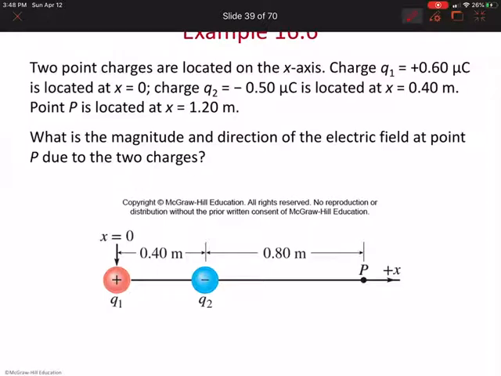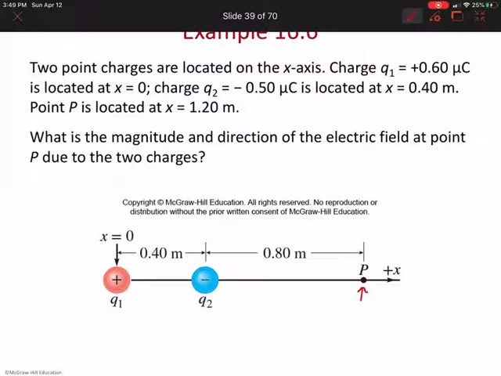Alrighty. So we are on example 16.6 now. So this says 2 point charges, that sounded weird at first, are located on the x-axis. Charge Q1 is plus 0.6 microcoulombs. It's located at x equals 0. Charge 2 is negative 0.5, located at 0.4 meters. Point P is located at 1.2. Okay, so this is sort of your point charge. And it's saying at that point, what is the electric field and direction? Okay, due to the two charges.